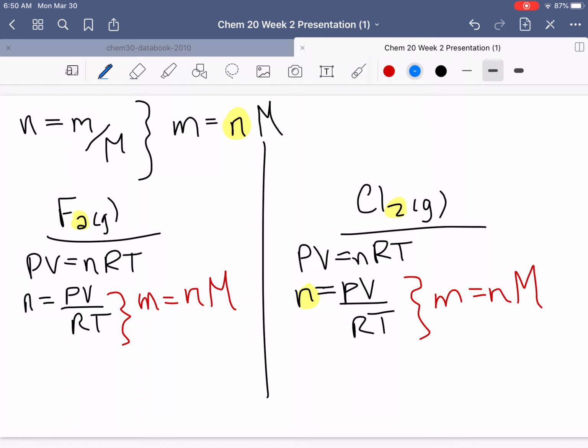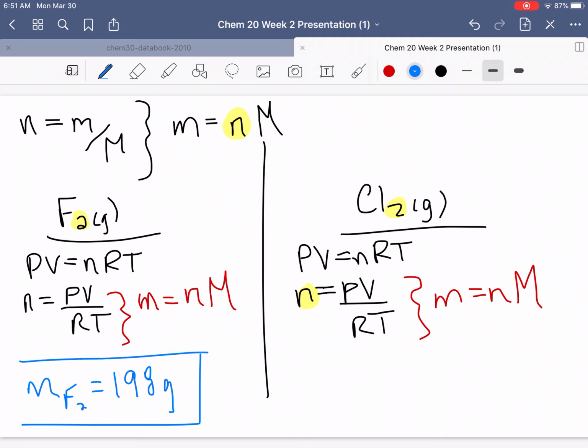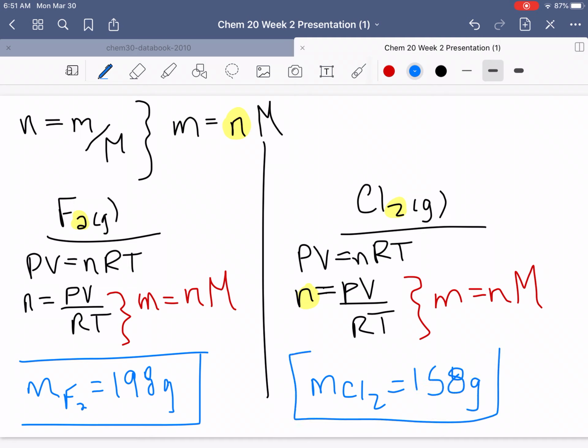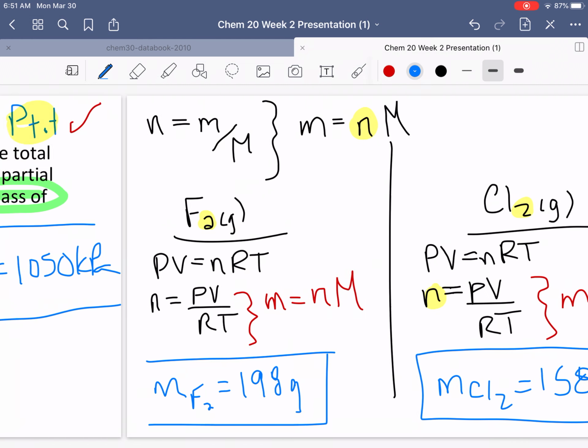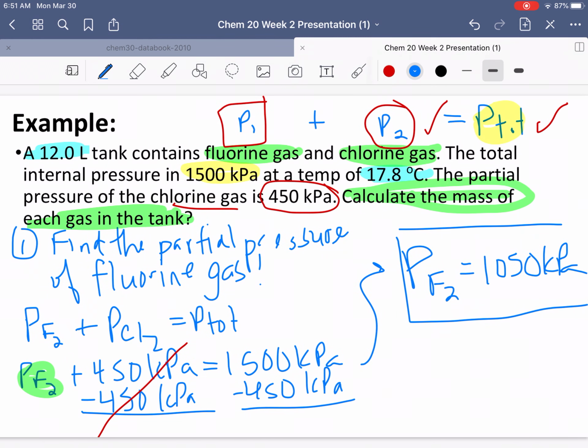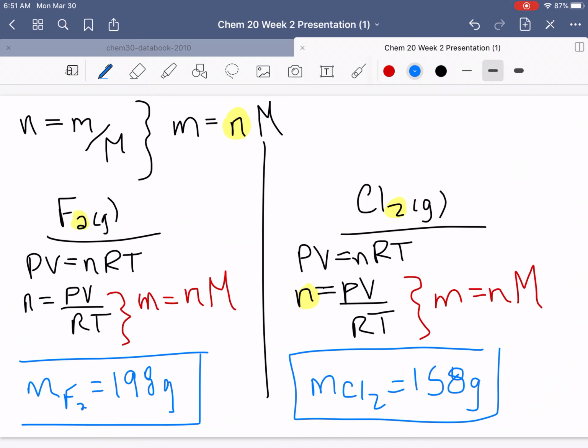When you do that, guys, and work it all out, you will get a mass of fluorine gas equal to 198 grams. So try it out, check your answer, and you will get a mass of chlorine gas of 158 grams. If you're struggling with that at all, the PDF of the notes has the total calculations step by step. But I feel like this is a good stepping stone that you can work through, as long as you recognized that you had to get the partial pressure of fluorine gas first, and then you could keep on going.